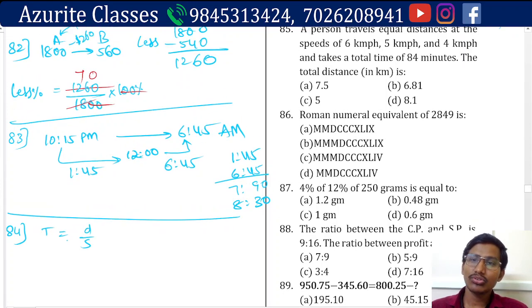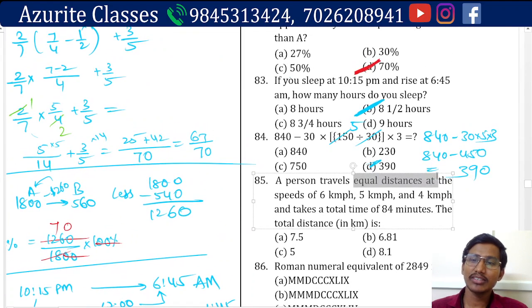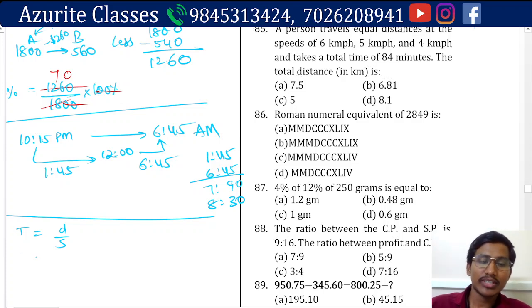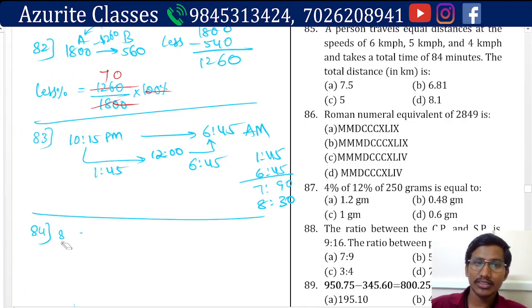Okay, so all they are telling is equal distance. Equal distance means the time will be there 3 times, right? So the total time will be the sum of the 3 times, that is distance by speed.